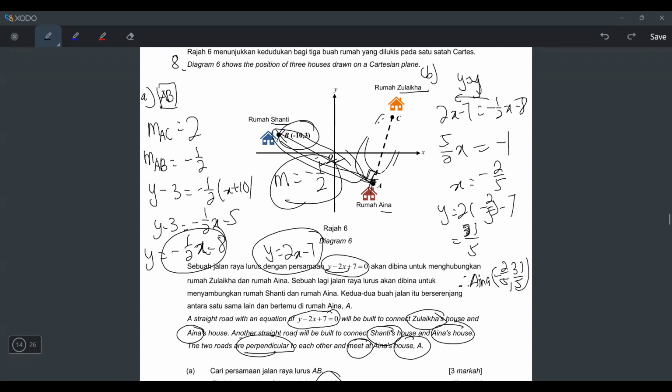So let me quickly check with the scheme. Oh, it's not correct. Okay, did I make some mistake here? Let's think about this. Oh, sorry. I made a mistake here. Okay, sorry. So this is negative 5, right? Minus 3 becomes plus 3. What is negative 5 plus 3? Negative 2. So this is the equation. So I should write negative 1 over 2x minus 2 here. Okay, so it was wrong already.